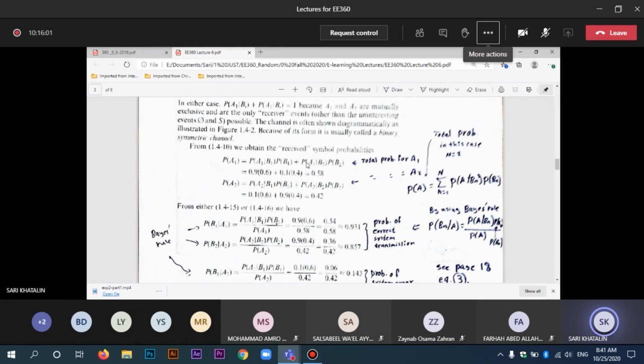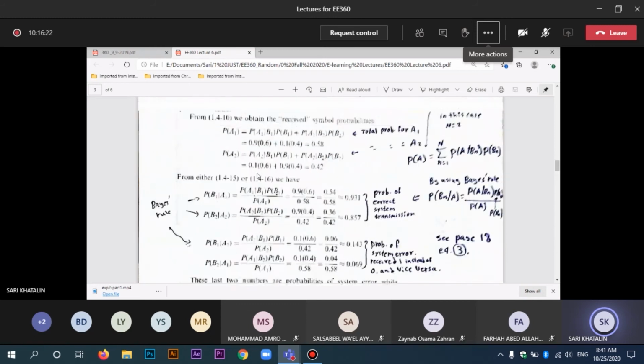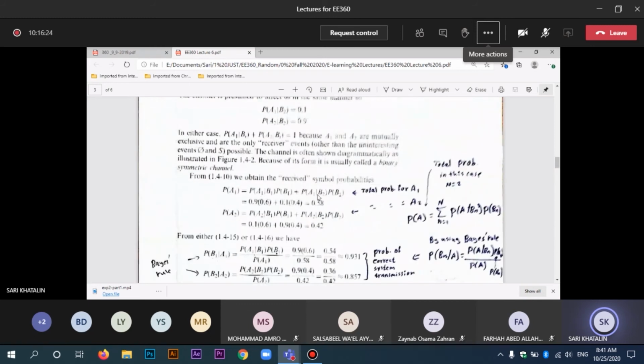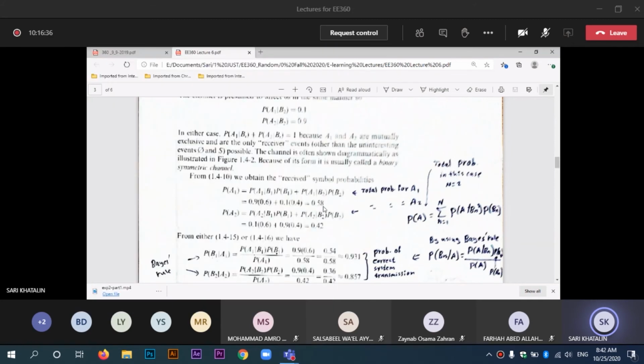Then the other symbol is B2: the probability of A1 given B2 times the probability of B2. All these numbers are available to us because the first one is 0.9 and the second one, you can see from the figure right here, is 0.6. Similarly, the other one is 0.1 and the probability of B2 is 0.4. So the total probability for A1 is equal to 0.58.